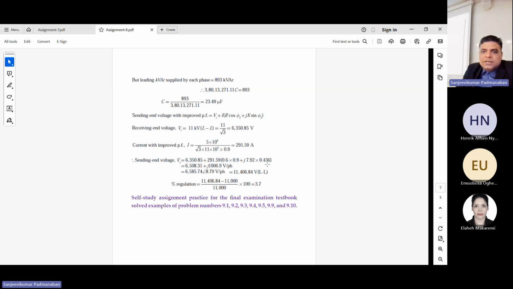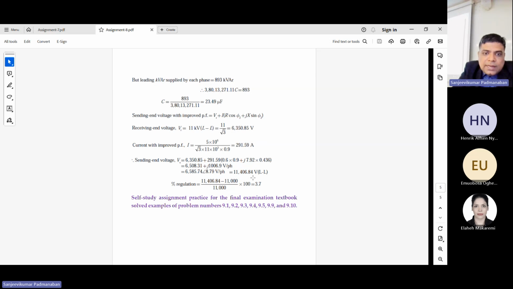Substitute all, solve the equation and find the value in real and imaginary parts. This is in rectangular form, this is in polar form. You know how to do that. From that, you just calculate the magnitude. The magnitude is 11,406.84 volt line to line. Now you have found the sending end voltage when the power factor is improved from 0.7 to 0.9. So this is the voltage we got at the sending end from the generator when the power factor is improved.